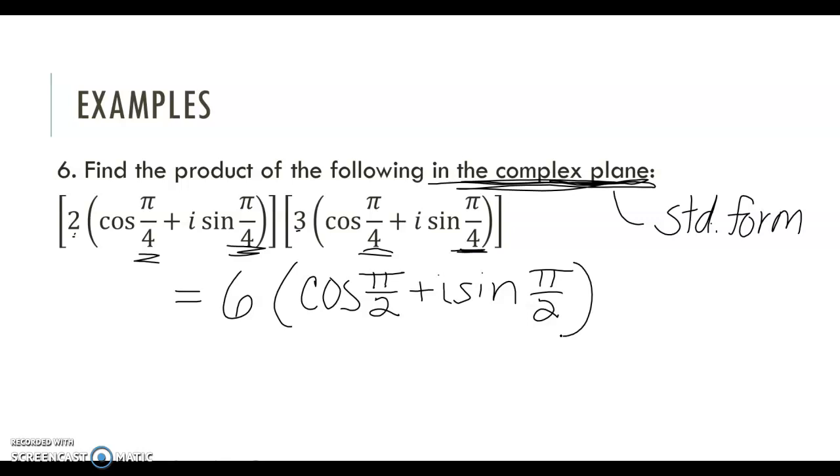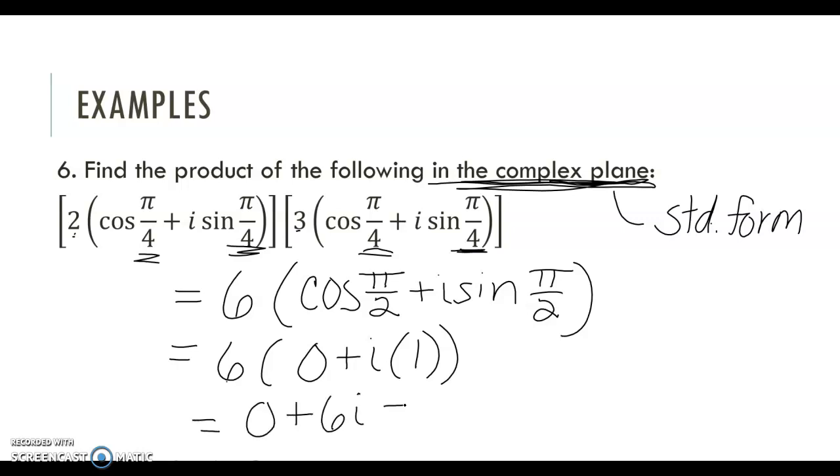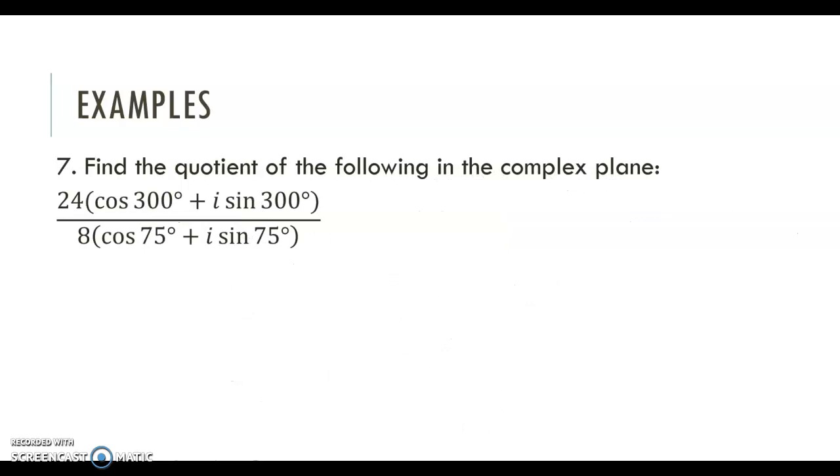I want to change this to standard form. So just like we did before, keeping the 6 out in front for now, cosine of pi over 2 is 0, plus i sine of pi over 2 is positive 1. And now I'm just going to distribute my 6. So 6 times 0 is 0, plus 6i, which is just 6i. So notice my answer in standard form, 6i. And let's finish up with a quotient then, also expressing it in the complex plane, meaning expressing it in standard form as opposed to trig form.